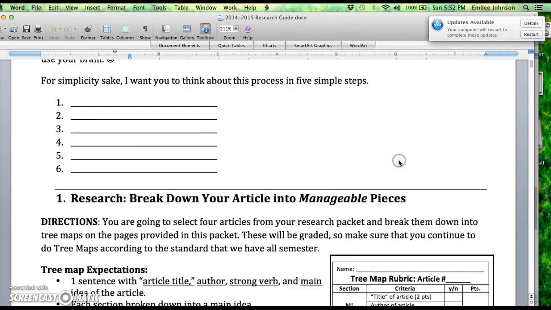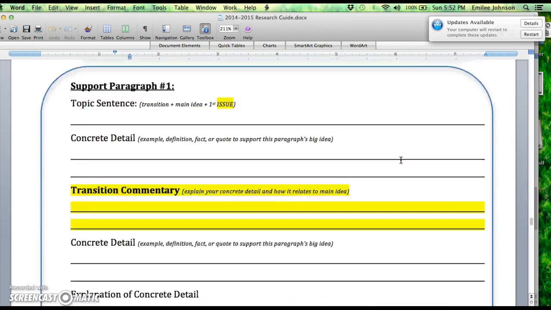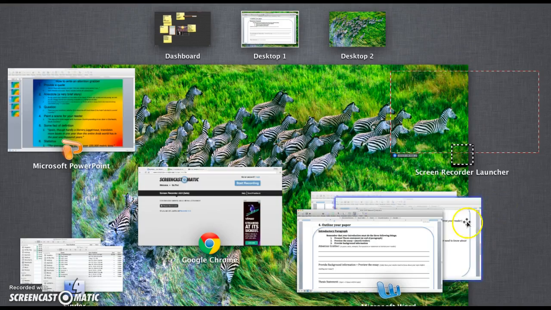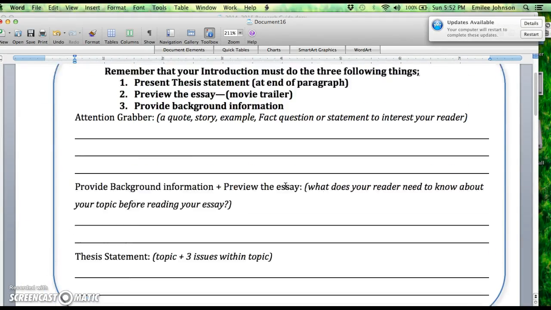On the 5th or 6th page of your research packet, you should see your introductory paragraph. Remember that it does three things. It presents your thesis statement, it previews the essay, which is the movie trailer for your paper, and provides background information. You should see something that looks like this on my copy.